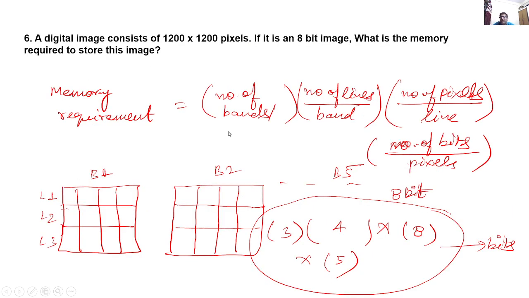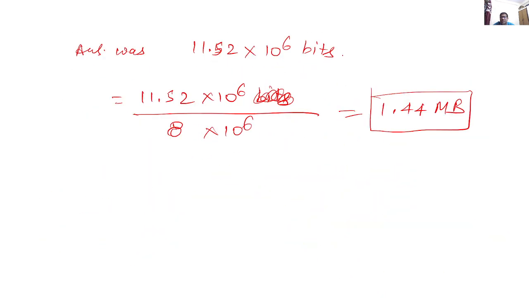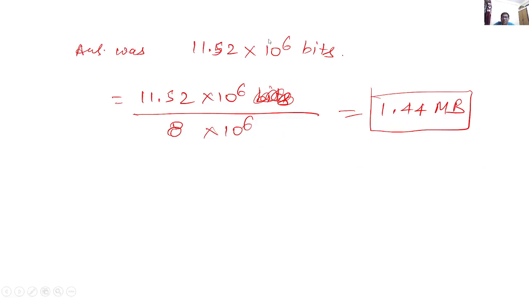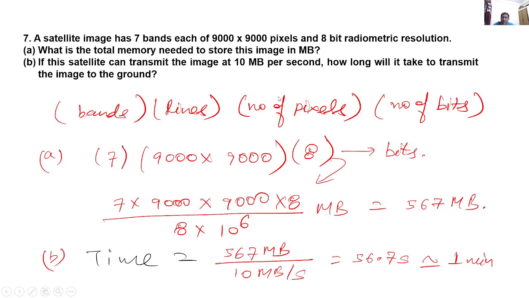Then we took up a few examples based on the memory requirement or storage for different sensors and for different satellites. We understood that as we move into finer radiometric resolutions, the memory requirement increases, and as we move into a greater number of bands, the memory requirement again increases.